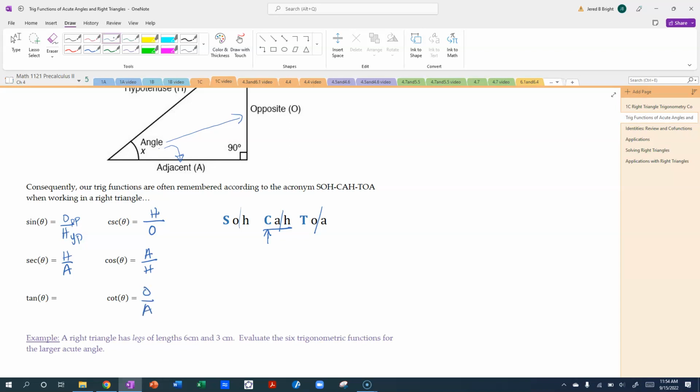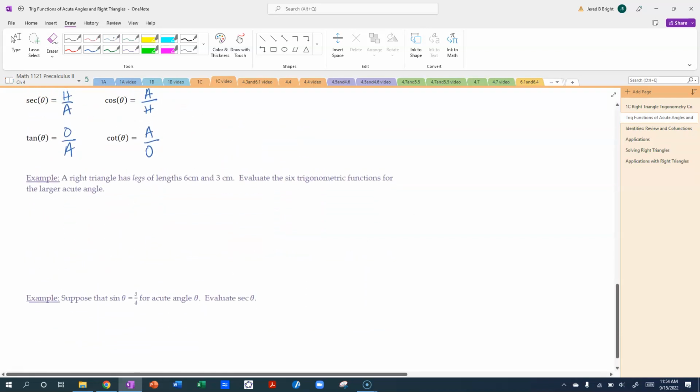And then, oops, sorry, I wrote that in the wrong spot. That should be tangent. Opposite over adjacent, and cotangent would be the reciprocal of that. So now we have definitions for the trigonometric functions of an acute angle in right triangles, and we're going to see problems that have to deal with triangles, obviously.